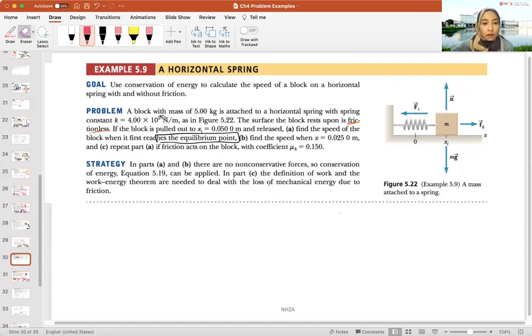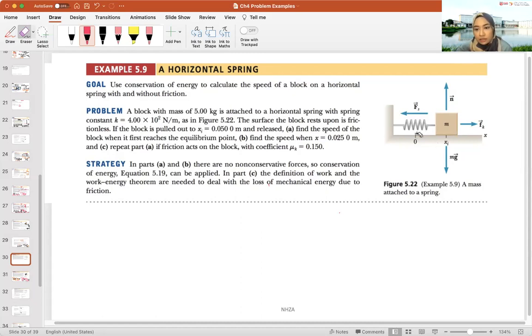So the problem is a block with mass 5 kilogram is attached to a horizontal spring. This is our spring over here with a spring constant of 400 Newton per meter. The surface the block rests upon is frictionless. If the block is pulled out, this guy is being pulled out from 0 to xi and released. Find the speed of the block when it reaches the equilibrium point. Okay, so do you guys still remember what equilibrium point is? Find the speed when x is 0.025.